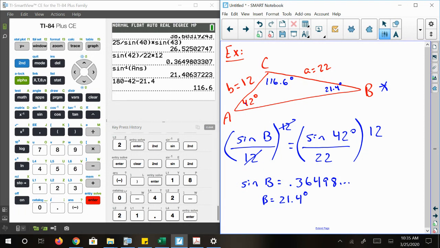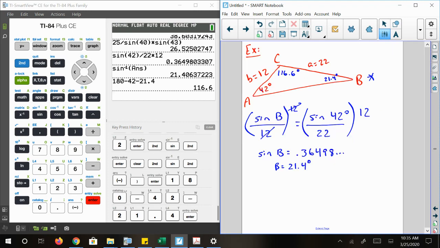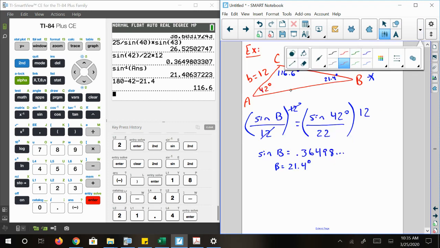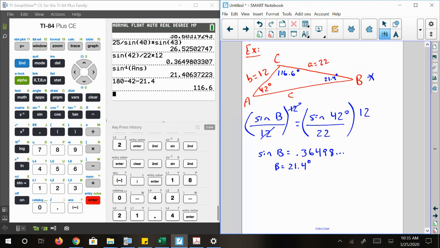And the only other thing that I don't know is side C right here. So I can now find side C. I'm going to use the form of the law of sines that has the side on top since I'm trying to solve for a side. So I'll go side C divided by the sine of angle C, which I just found to be 116.6 degrees. You can use whatever pair that you want, but I'm going to use the pair with side A and angle A since I already knew those based on the given information. So that'll equal side A, which is 22, divided by the sine of angle A, which is 42 degrees.